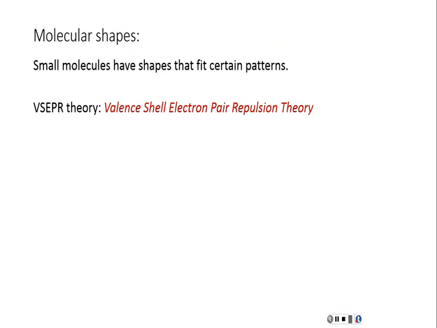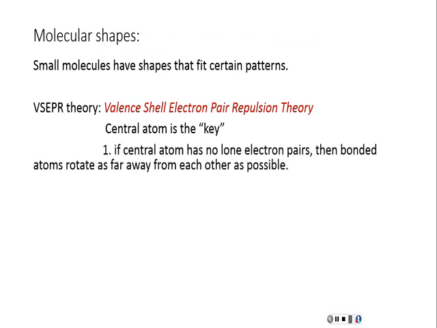Now we're going to be using the VSEPR theory, which stands for valence shell electron pair repulsion theory, in order to figure out the shapes. Now the central atom will be the key to doing that. And we're going to be asking the question, does a central atom have any lone electron pairs or not? So this is number one, we're going to check that out.